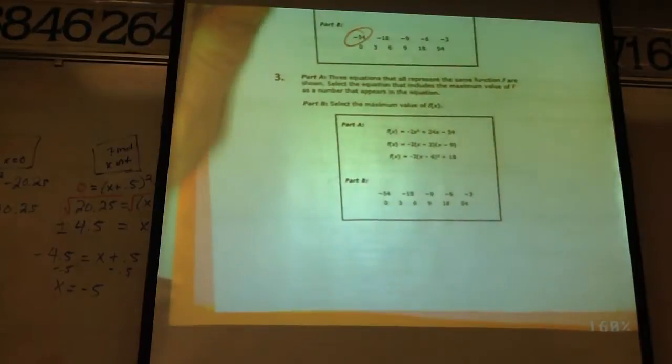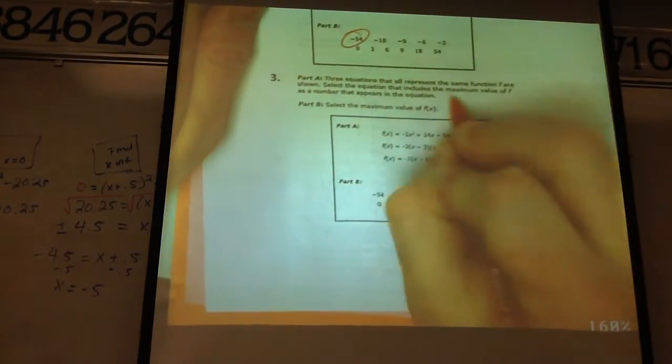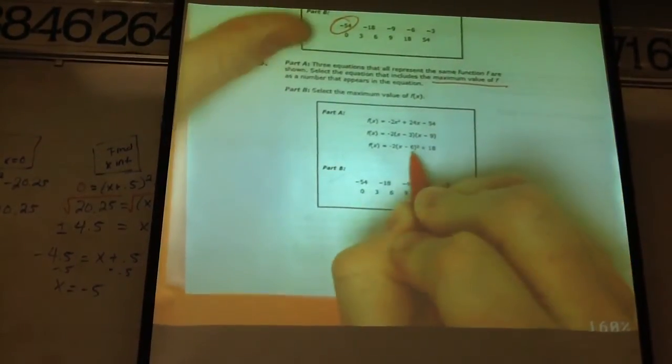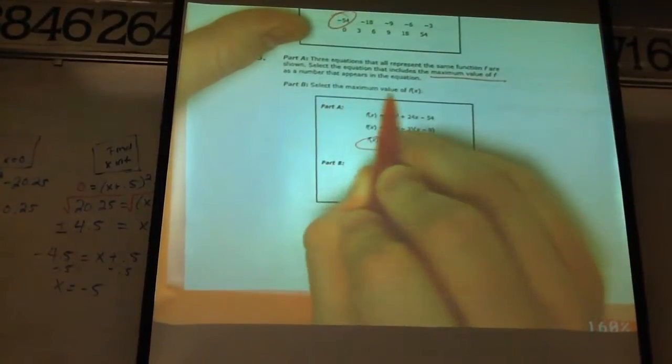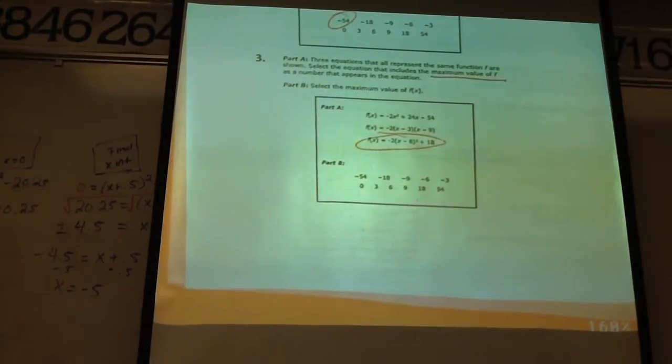And then this one, what is this? Vertex, I think? Which one shows the vertex? Which one shows the maximum value? Third one. It's in vertex form. And then select the maximum value of f of x. What did you choose here? 6 and 8? 18. Positive 18. Oh god, 18. It is 18, actually.